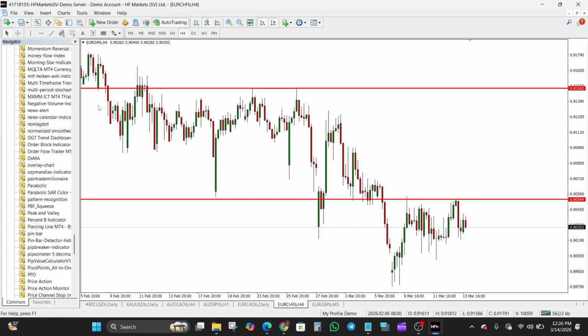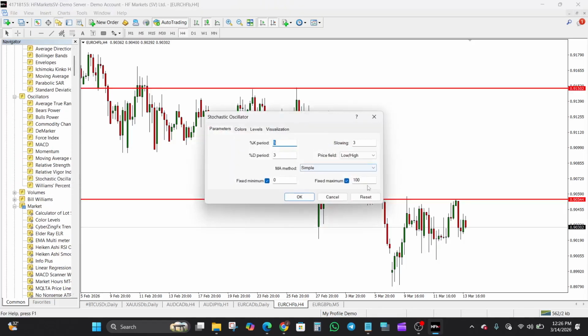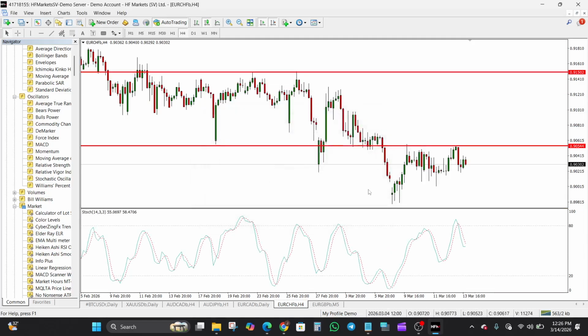Now we're also going to be using the stochastic oscillator. This is percentage K set to 14, percentage D 3, slowing 3. All right.